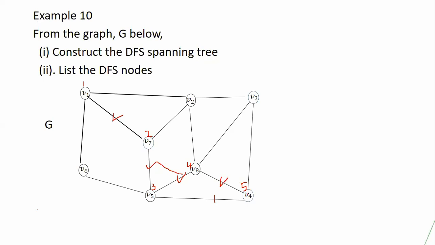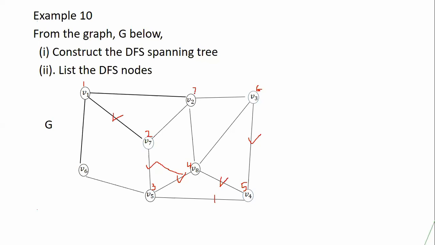Then at V4, we can't come to V5 because V5 is already used. So we can't go there. We have only one place to go, which is V3. So we go to V3 and number it 6. Then we take the edge V3, V4 as used. Then at V3, we have V2 to go. We can't come to V8. So therefore, we number that one 7.